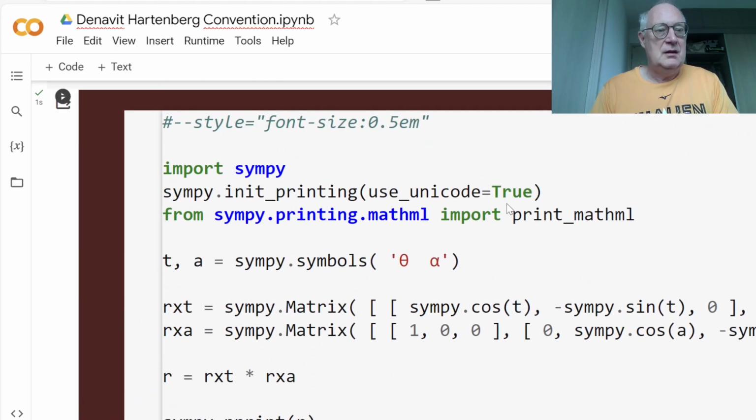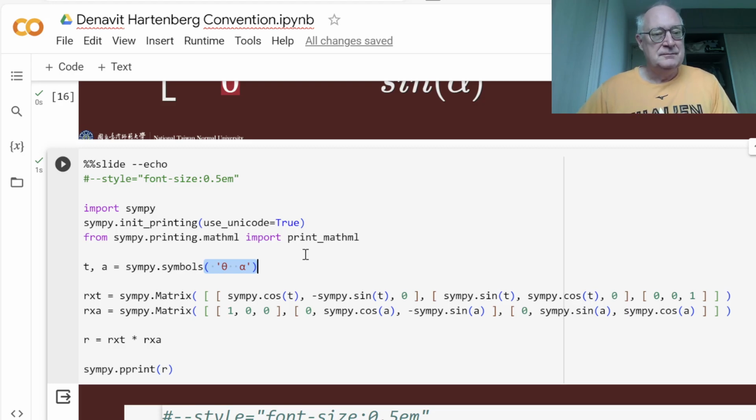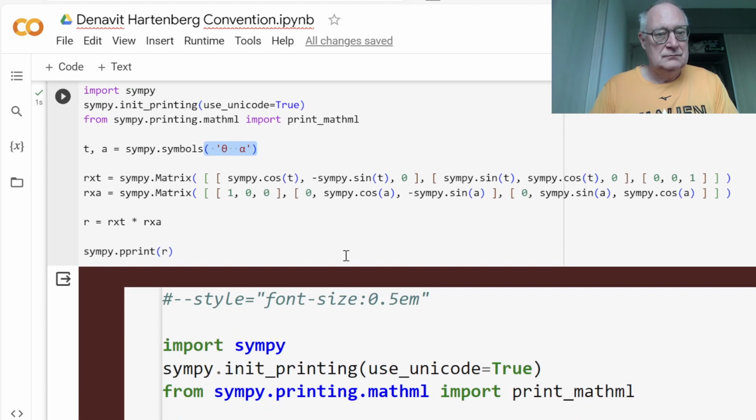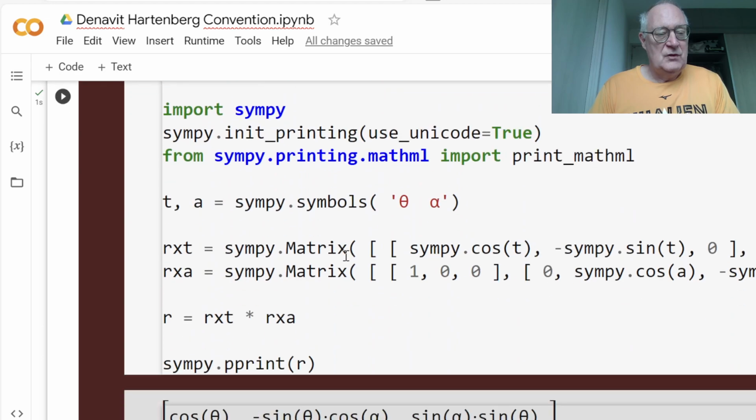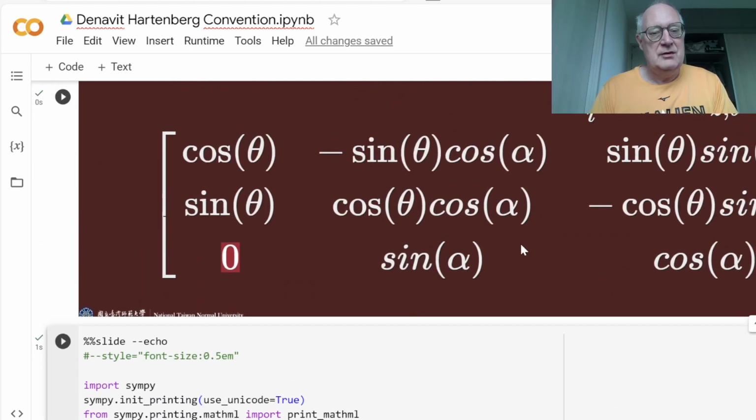So here I implemented the same thing, just using SymPy, just to showcase that it's actually a very neat library that you can use in order to do symbolic computation in Python. So we define the rotation matrices, and then multiply them together. We end up with this rotation matrix here.